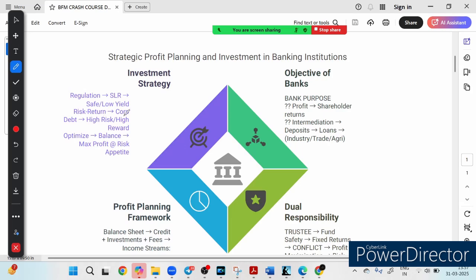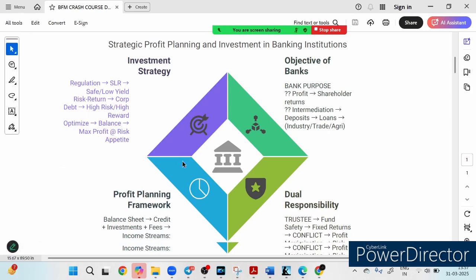On the other hand, corporate debt and some high-risk instruments promise some great reward. The secret is optimizing the balance to maximize profit while staying within the risk appetite. This is the secret that banks follow. Obviously they want to maximize their profit, but staying within the risk appetite. That is the point.